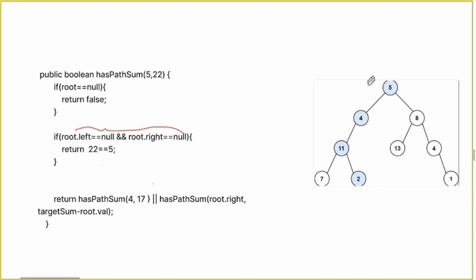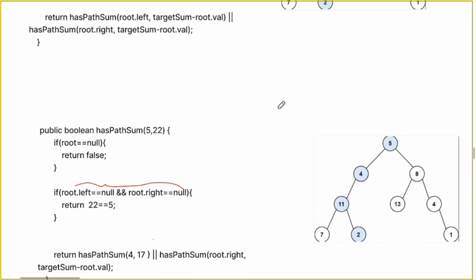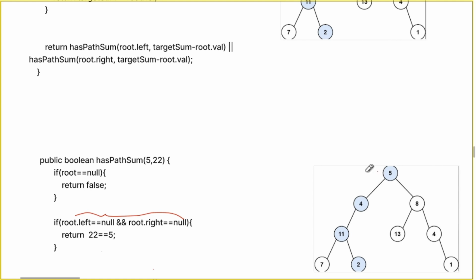But here we are not at the leaf node currently, we are at the root. So it has children, right? So we can call the same function by subtracting the root node's value from the target sum, and passing the next node's value. We will be calling the left child. At the same time we are subtracting from the target sum. So our target sum currently is 22, right? So 22 minus the root value, which is 5.